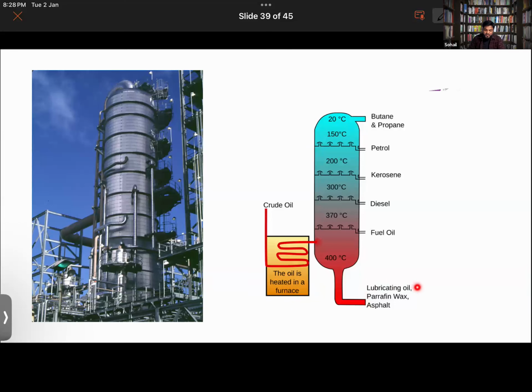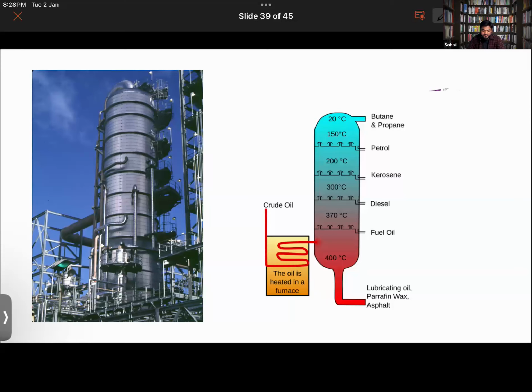Which substances will come out there? Lubricating oil, paraffin wax, and asphalt. Then in another pipe you obtain fuel oil, heated to 370 degrees Celsius, and the components heated to 300 degrees Celsius will come out via this pipe, that will be diesel. Like that, several components come out via different pipes.